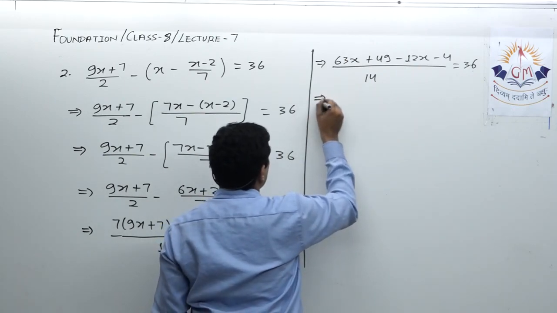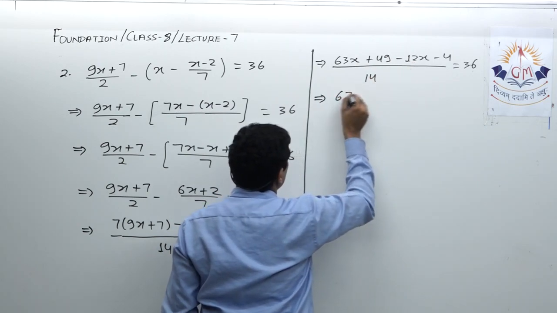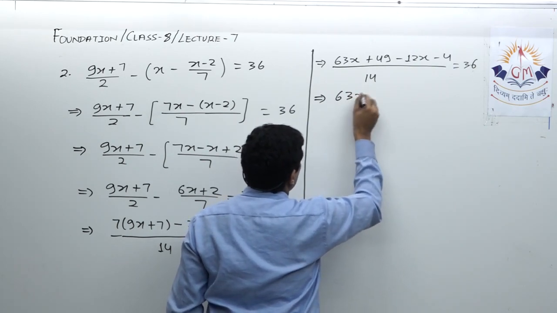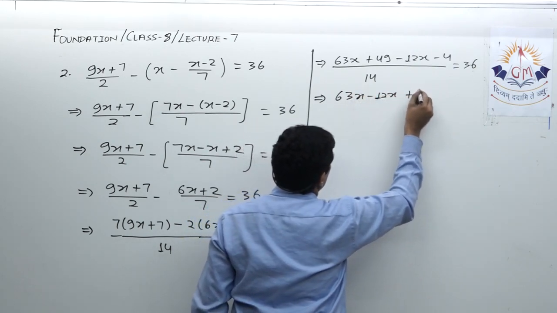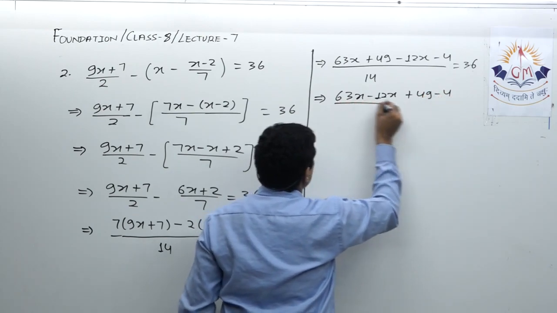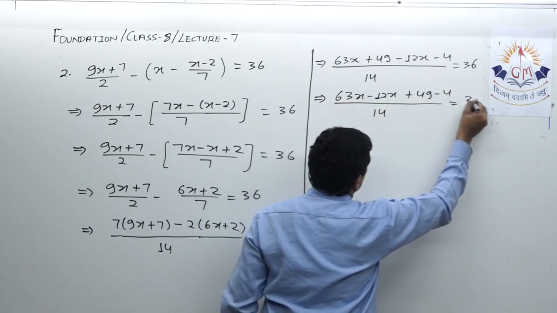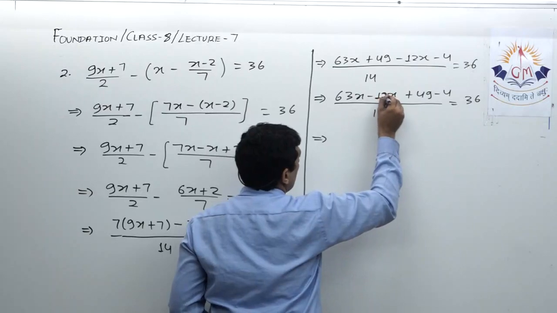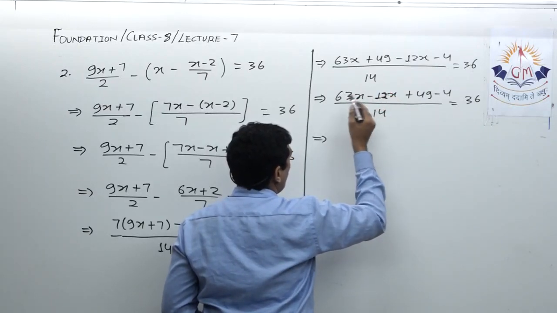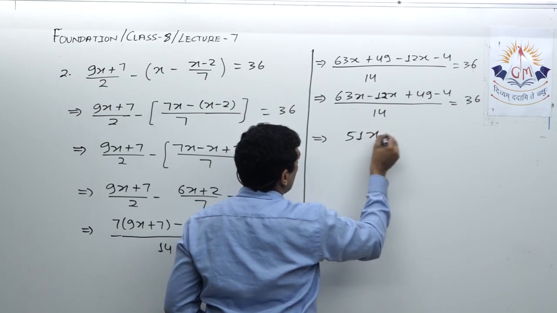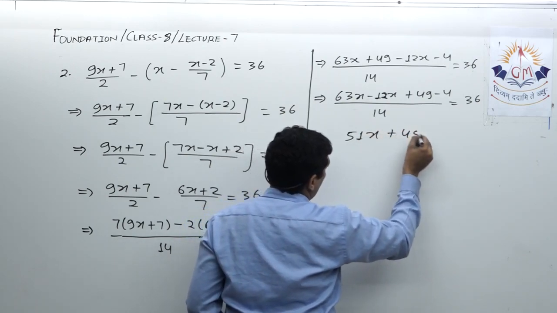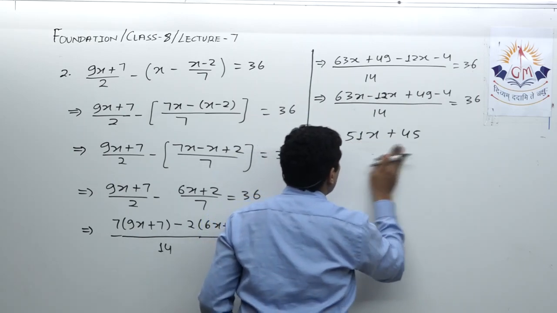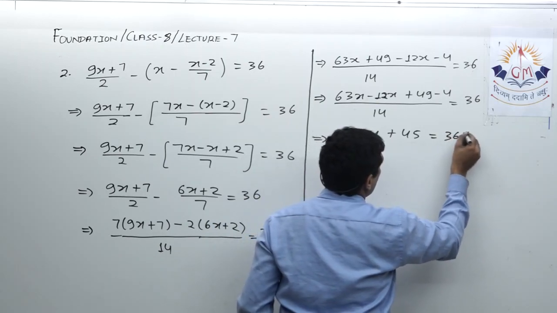So let us see, 63x minus 12x plus 49 minus 4 divided by 14 is equal to 36. Now 63 minus 12 is 51x, plus 45 upon 14. It is not divisible, so now I am taking this 36 into 14.